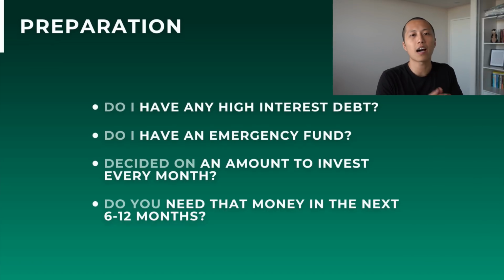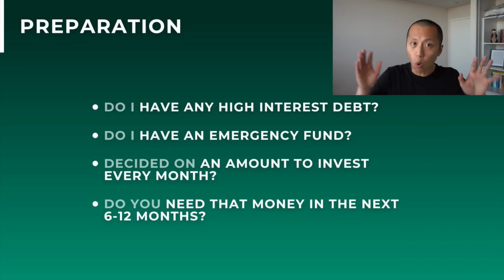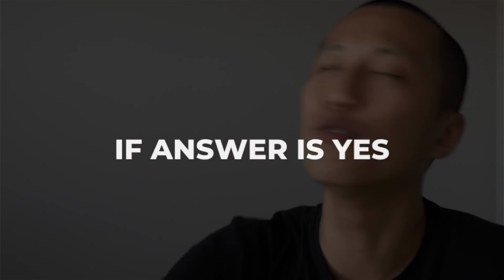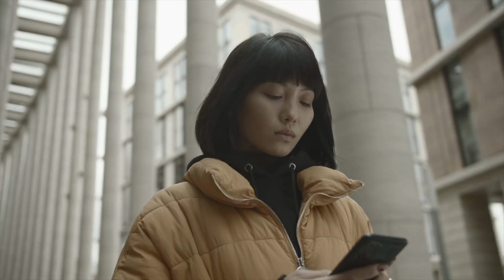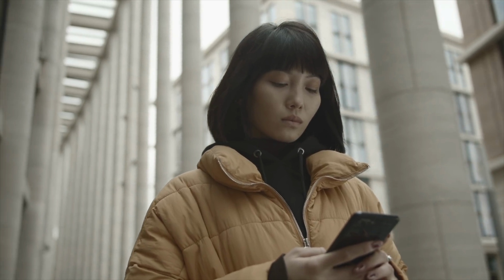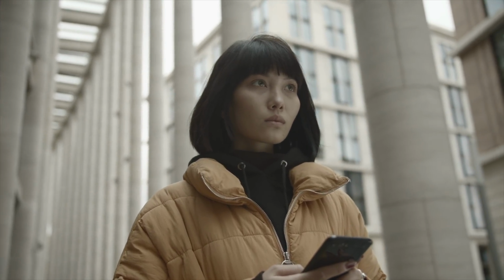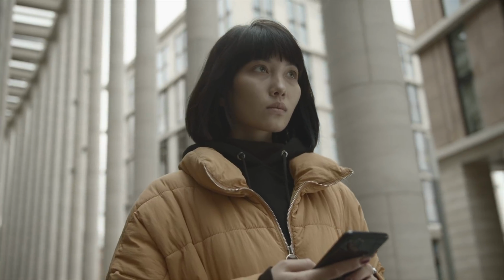Third, have you set aside a set amount every single month to invest? That's non-negotiable and you'll always invest that amount. And the most important question of them all is whether you need that money in the next 6 to 12 months. And if that answer is yes, do not touch that money. Because if you need that money, you'll be constantly checking your phone every 15 minutes to see how much money you made or how much money you've lost.